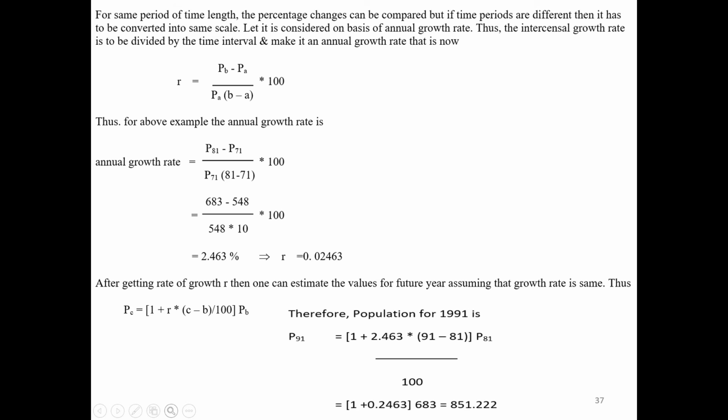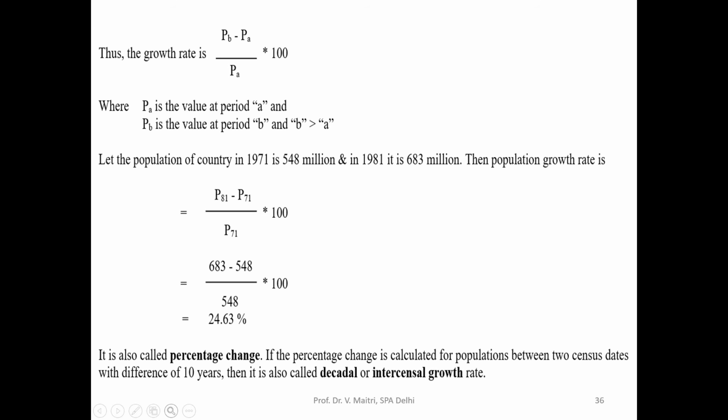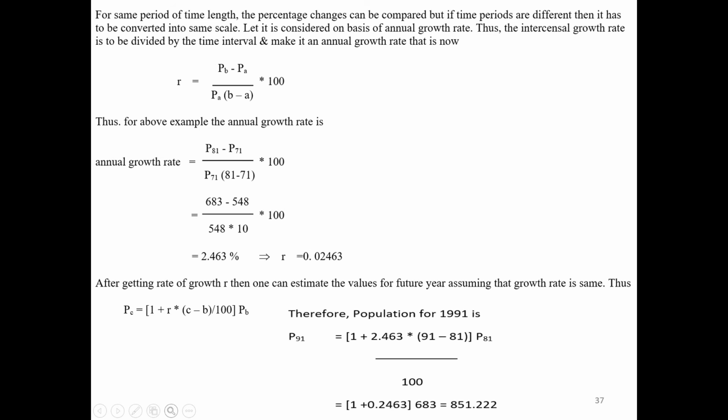Mind you, the decadal growth rate is given by the formula PB minus PA divided by PA, multiplied by 100. Only the difference is that a decadal difference is there. Up to now we have done the decadal growth rate. Now this is the same formula we are using for the annual growth rate, but we don't have the data. From the decadal growth rate we are trying to find out the annual growth rate.